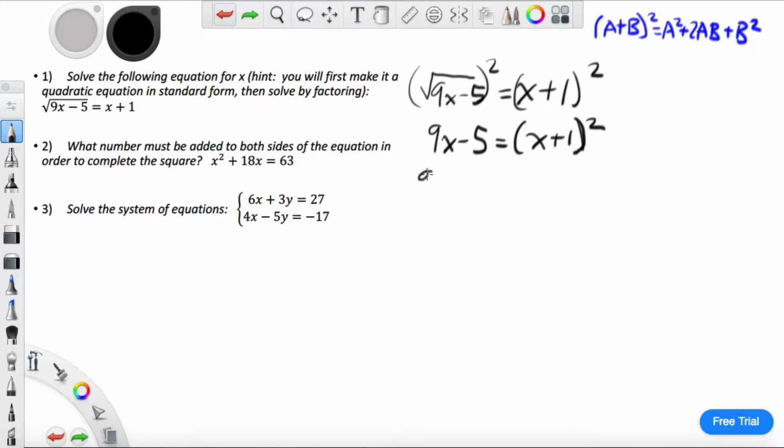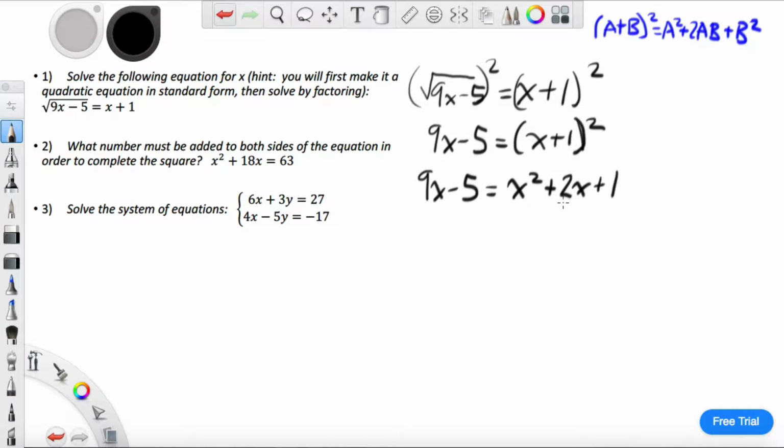So we're going to keep the 9x minus 5, and we're going to set that equal to x squared plus 2 times x times 1, which will be 2x, okay, plus b squared. So 1 squared is 1.